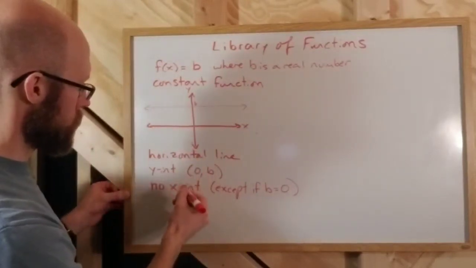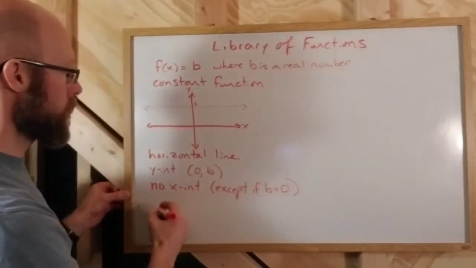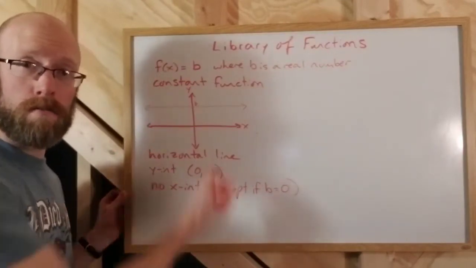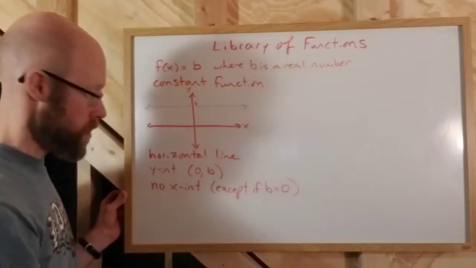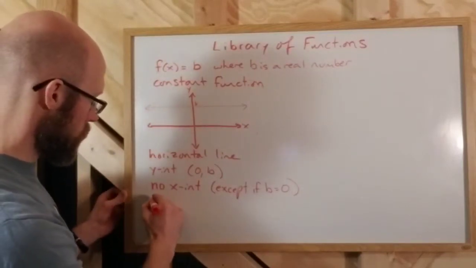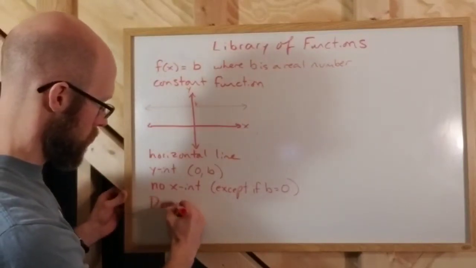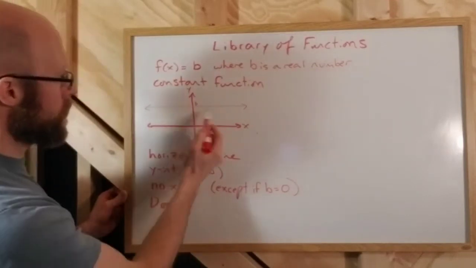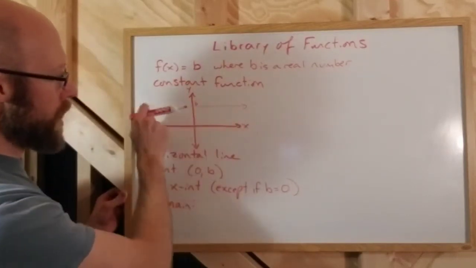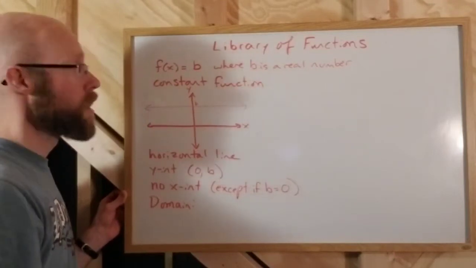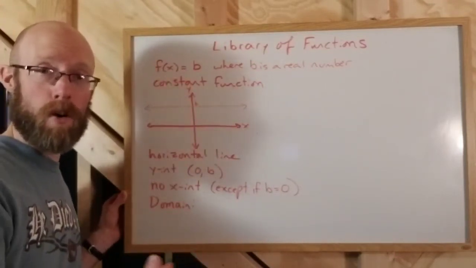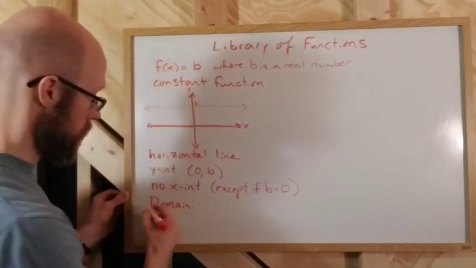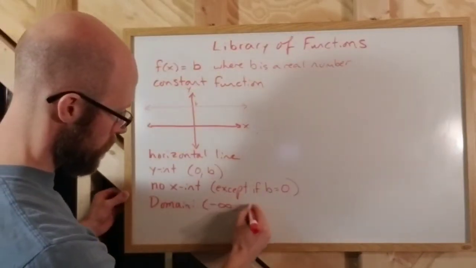Then, let's see, what else could I say about this graph? Oh, it is never increasing nor decreasing because it's constant. It's constant everywhere, so it neither increases nor decreases. What's really interesting to me is the domain and the range. The domain on this is all real numbers because the x values go in either direction, and there's no limit to what I could plug into this. I know the output's always going to be b. There's nothing undefined here. So the domain is all real numbers.